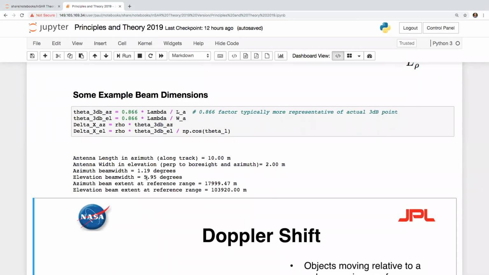So you can see I have 1 degree and 6 degree beam widths, which at ranges of 700,000 or 800,000 meters gives me an antenna azimuth extent of 18 kilometers and 100 kilometers. This is because I have an antenna that's 10 meters in length in azimuth and 2 meters in length in elevation. If the antenna dimensions were different, obviously, these numbers would come out differently. So the azimuth extent would define our resolution for that one pulse for this radar system.